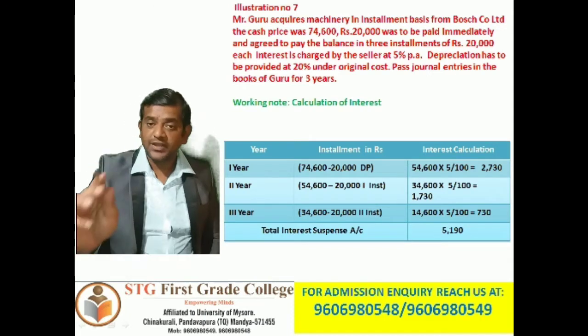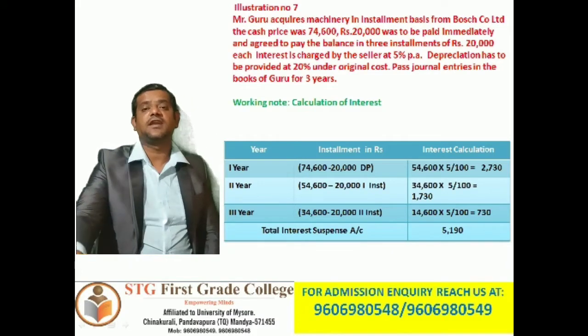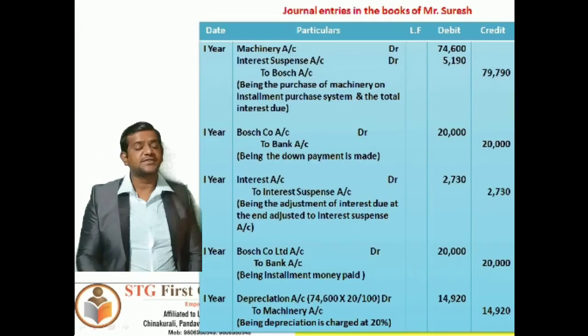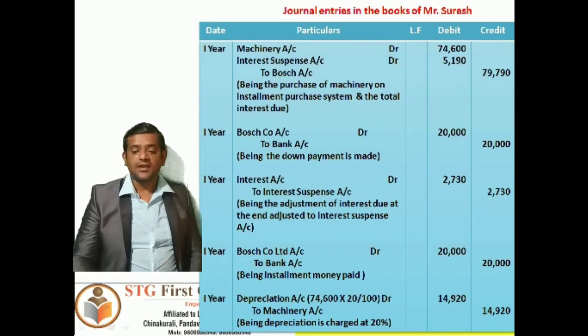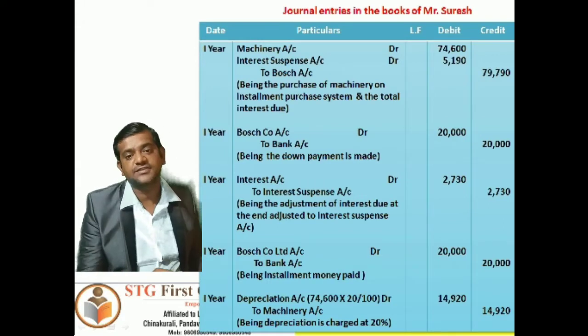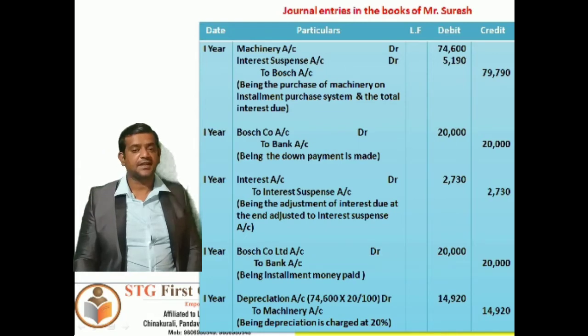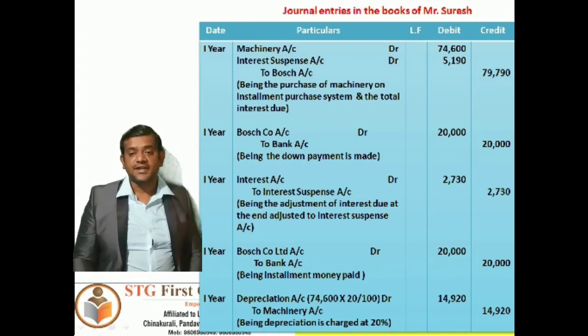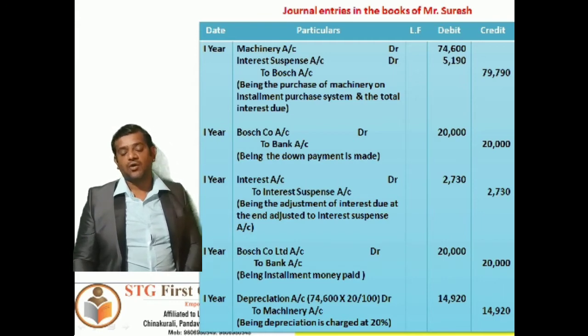So now we are supposed to pass the journal entries. Open the table with date, particulars, LF, debit and credit. For the first year: machinery account debtor, interest suspense account debtor, to Bosch account. How much are we supposed to pay them?